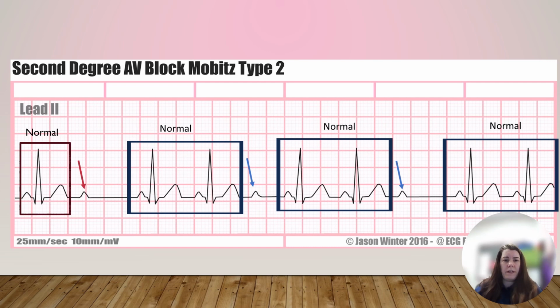So here is a very nice visual of your Mobitz type 2. So you can see the normal cycles here in the squares or rectangles. And then where the arrows are, you have random P waves that are not associated with a QRS complex. So just a nice visual representation of what that looks like.